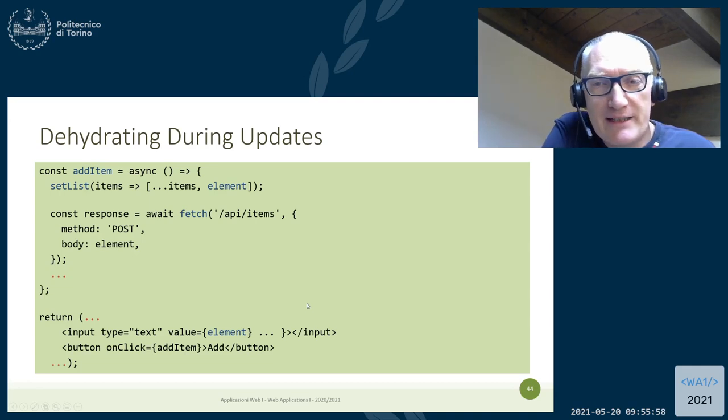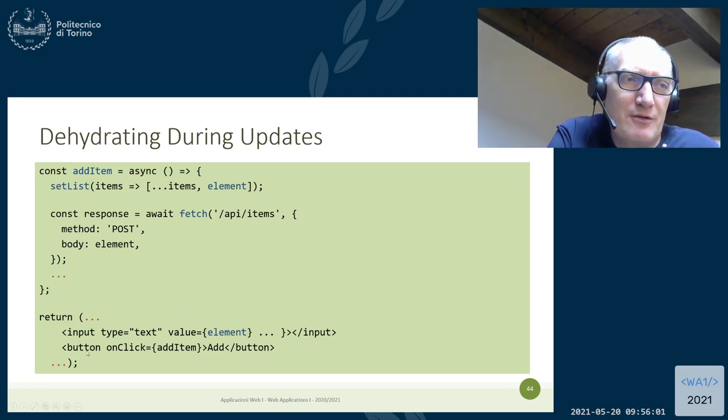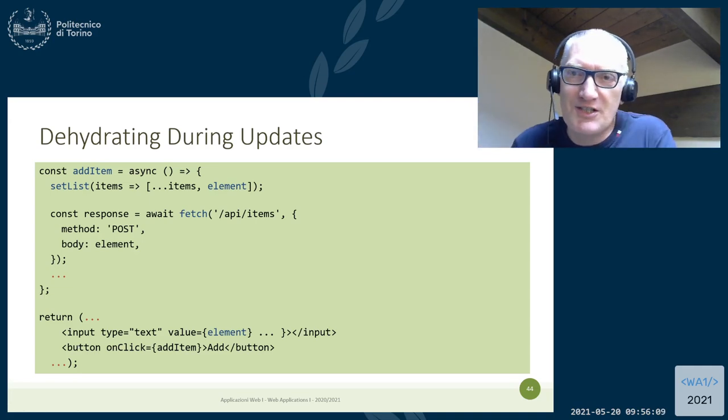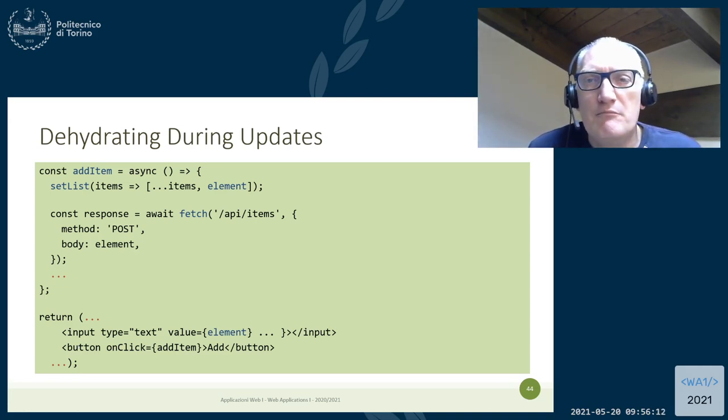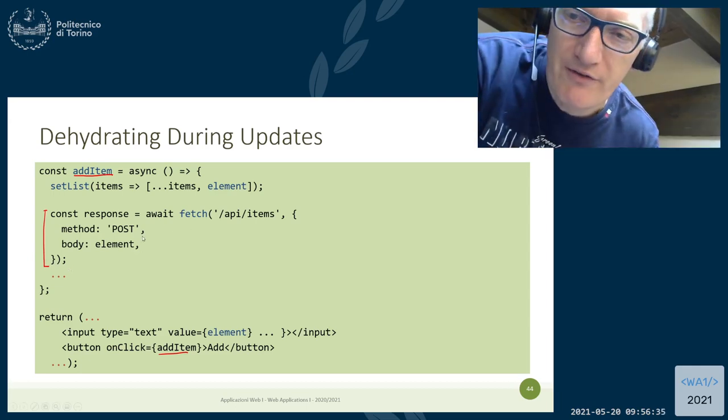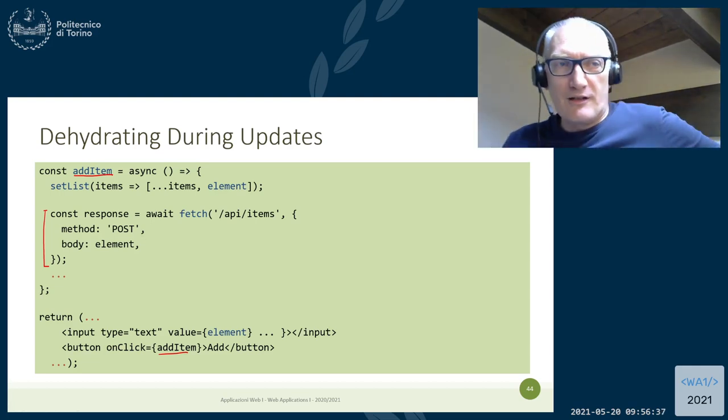And if we want to modify data, we need to do just the opposite operation, not just rehydrating, so loading from the server, but also dehydrating, storing on the server. We know how to do that. Okay, we have a callback, an add item on our button, and this add item calls a callback that needs to update the remote state with a post call. Okay, this is incomplete. We need to do the JSON and everything. But it's not the complete syntax.